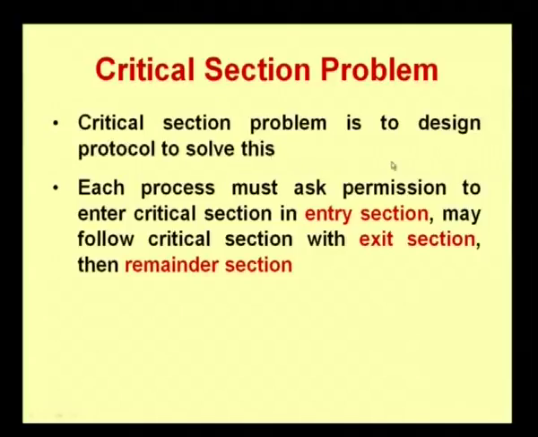A critical section problem is to design a protocol in order to solve the entry into the critical section. Each process must ask permission to enter the critical section in the entry section, and may follow the critical section with an exit section, then the remainder section. There are three different sections. One is called the entry section, the final section or termination section is called the exit section, and after exiting, there may be certain things put on hold for a certain period of time. That is called the remainder section.